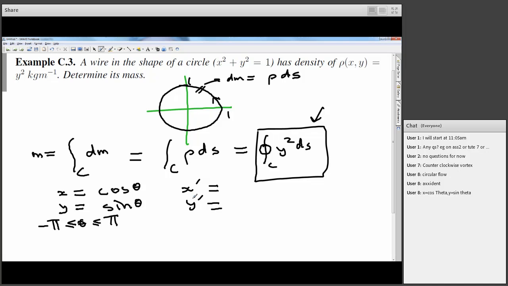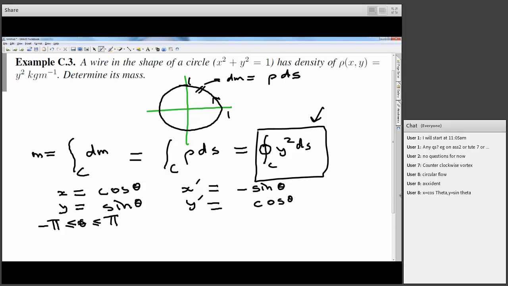If you do x, then now in order to plug into the formulas, we need to know the derivatives. So x is cos theta, so you need to take the derivative of this one. So derivative of cos is minus sine, and the derivative of y is positive cos.